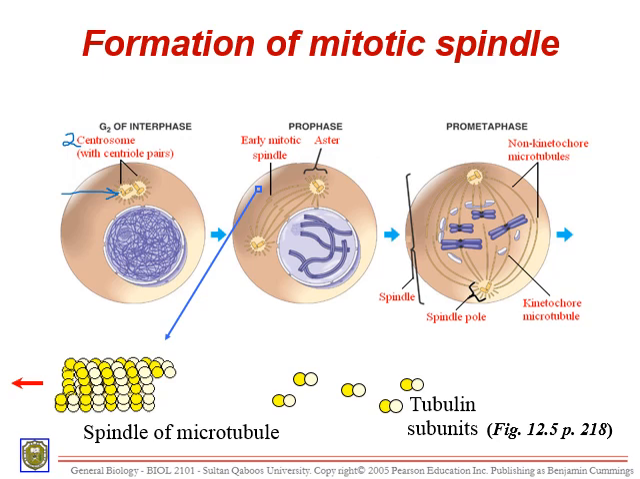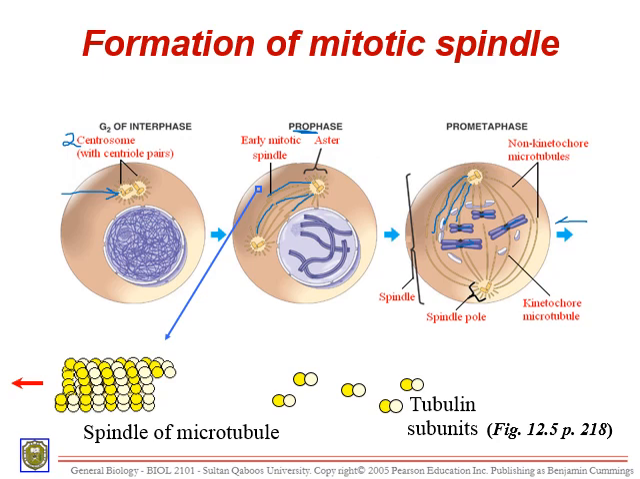Now let's look at what happens in prophase with regards to the mitotic spindle. You can see that the early mitotic spindle is forming. And then in prometaphase, the mitotic spindle has elongated even further in order to arrange the chromosomes in the metaphase plate.